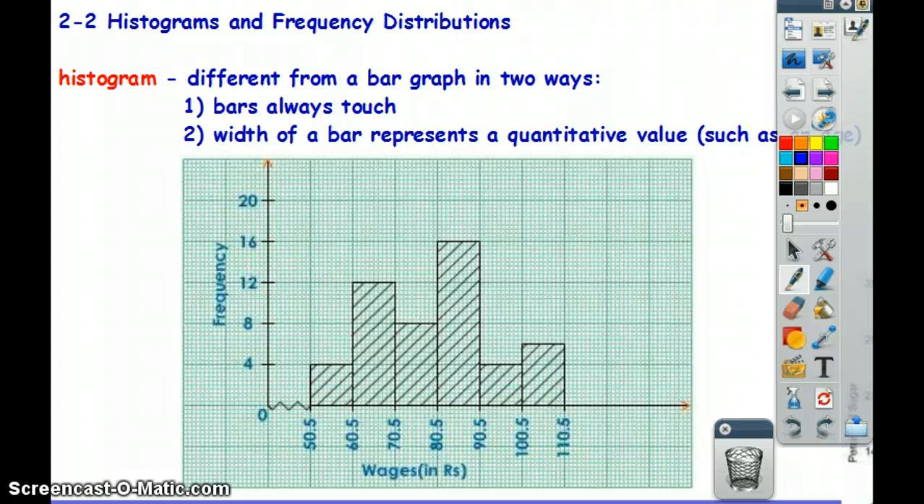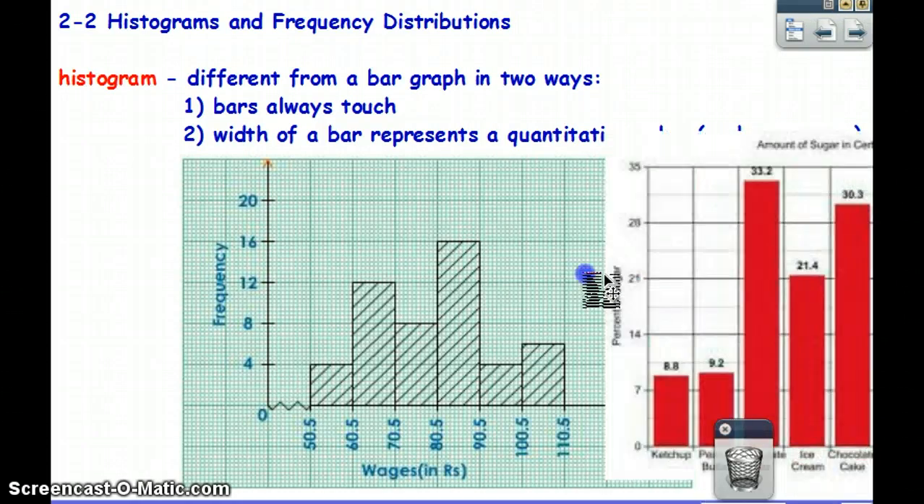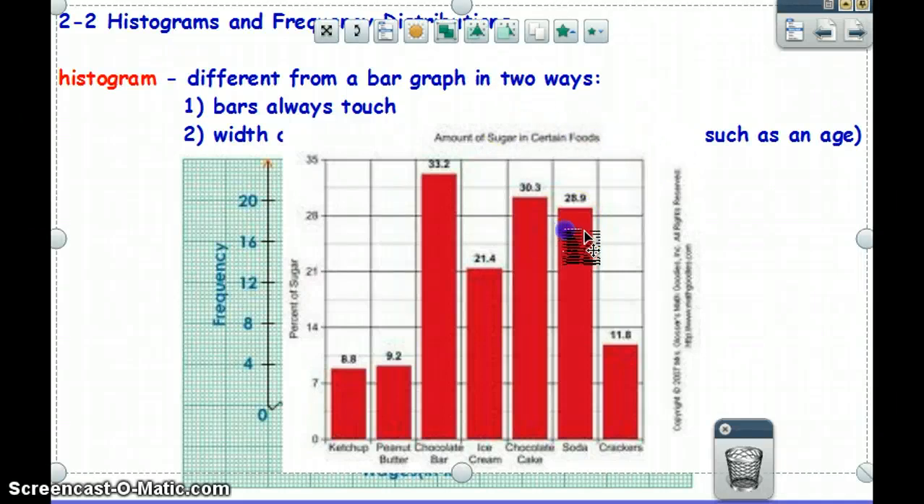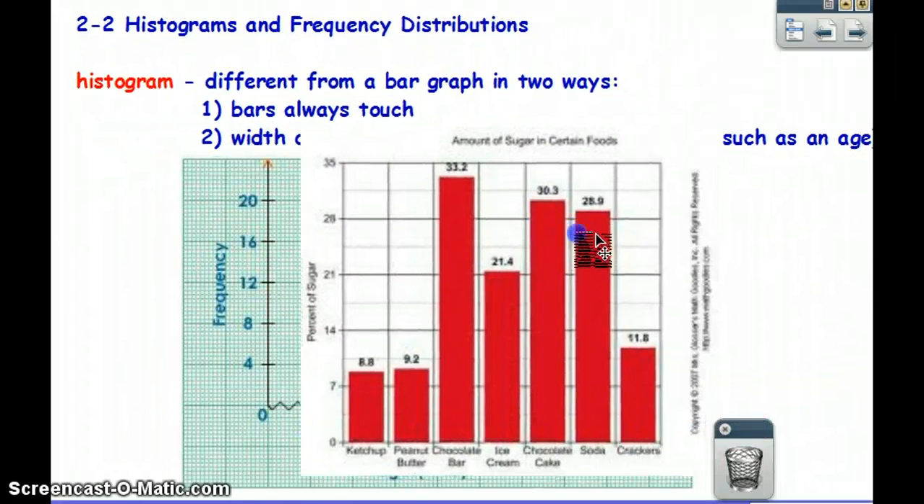Now, histograms, if you look at the picture, look a lot like a bar graph, but there are two major differences. The first is that the bars always touch. If we look at a bar graph, it is not necessary for the bars to touch each other. However, in a histogram, that is necessary. We always want the bars to touch each other.